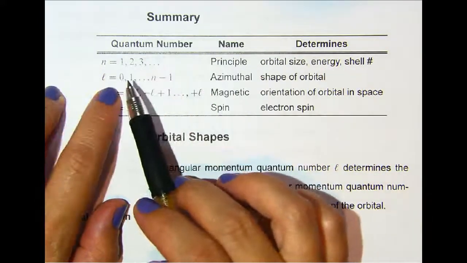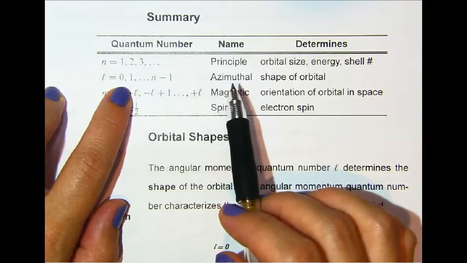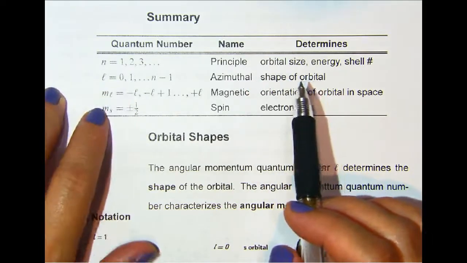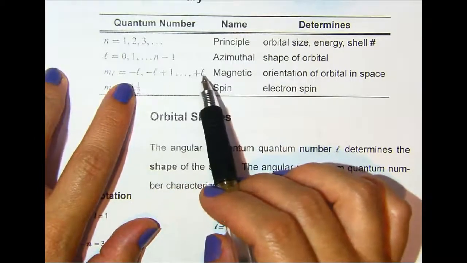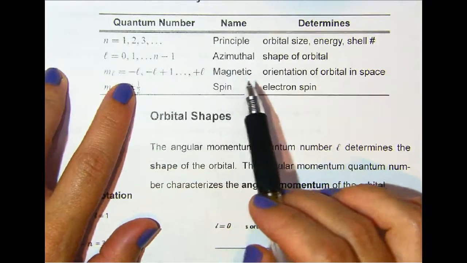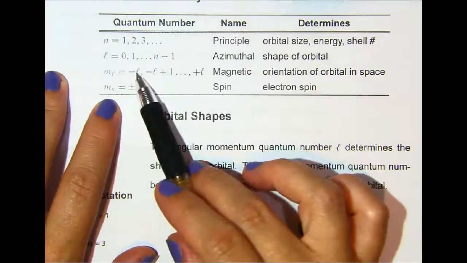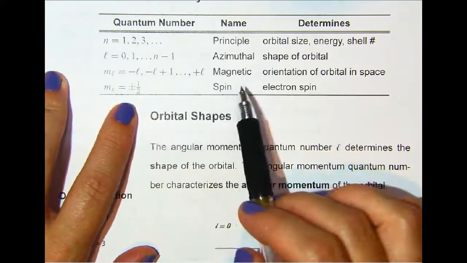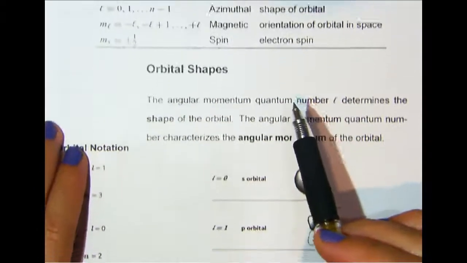L is going to be 0, 1, up to n minus 1, and is known as the azimuthal or angular quantum number. It represents the shape of the orbital, such as s, p, d, or f. M sub l is going to be equal to negative l up to positive l, and you're going to have that for each l value. This is called the magnetic quantum number. It tells you the orientation of the orbital in space. And then each m sub l value has 2 possible m sub s values, a plus 1/2 or a minus 1/2, which is the spin quantum number, whether the electron is spinning clockwise or counterclockwise.